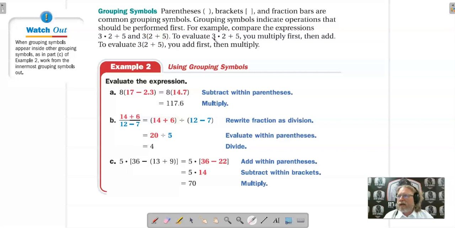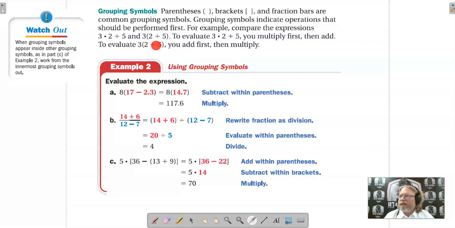So to evaluate 3 times 2 plus 5, you would multiply first, so 3 times 2 is 6, and then add the 5, so 6 plus 5 would be 11. So this first example would come out to be 11. But let's see what happens if we use the parentheses here. So let's evaluate the 2 plus 5 first, and then multiply times 3.